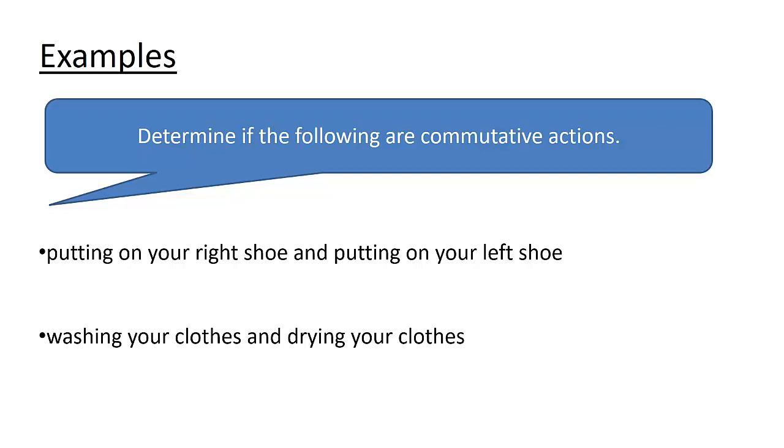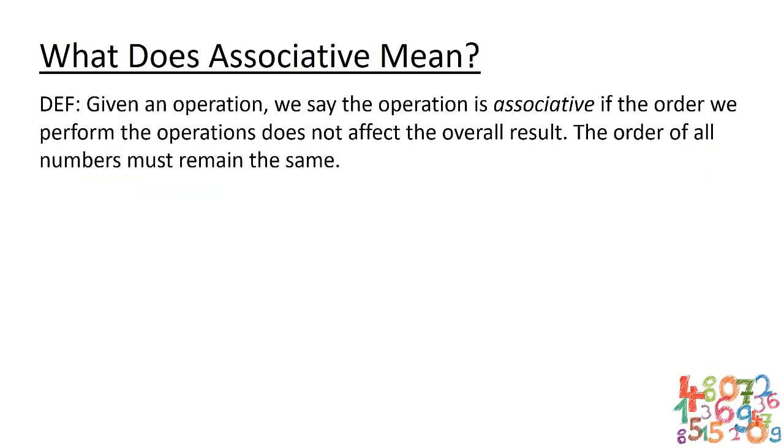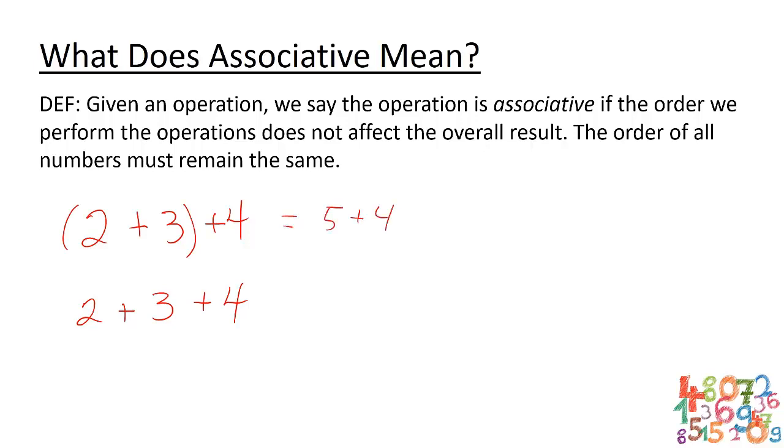So these actions are not commutative because if we change the order of them, the overall end result is going to be different. The next property is associativity. We say an operation is associative if we can perform the operations in any order and the result doesn't change. For example, let's take the three whole numbers 2, 3, and 4. We could add them together, 2 plus 3 first to get 5 plus 4, and that sum is equal to 9. Or we could add together 3 and 4 first. That's going to give us 2 plus 7, which is also equal to 9. So either way, we still end up with a final sum of 9.